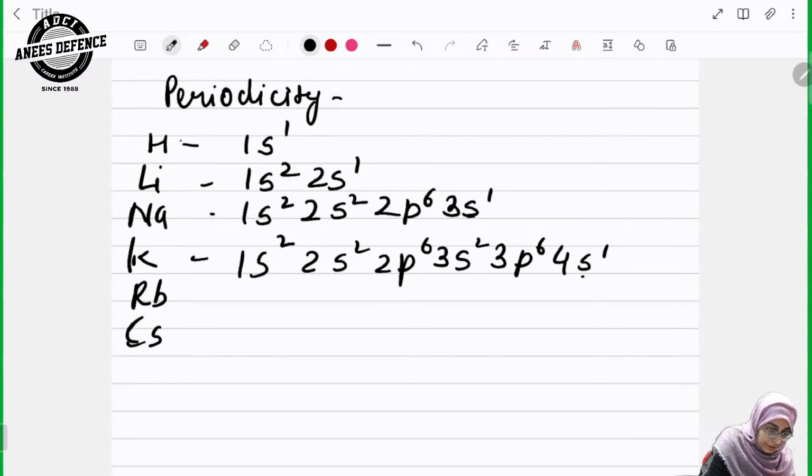lie in the S subshell. All the last electrons are s1. And what does this show about the periods? This is the first period, second period, this is third, this is fourth period, and so on. So the cause of the periodicity is that the last electron is s1. So similar electronic configuration causes the periodicity. Okay, this is the cause of the periodicity.